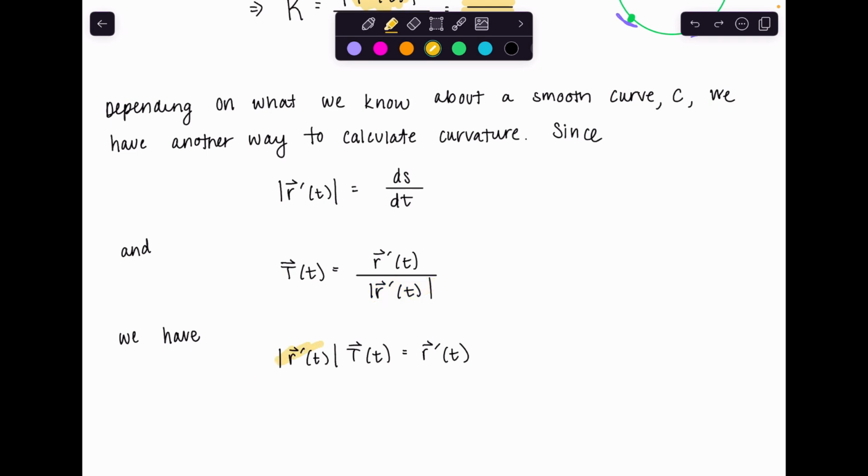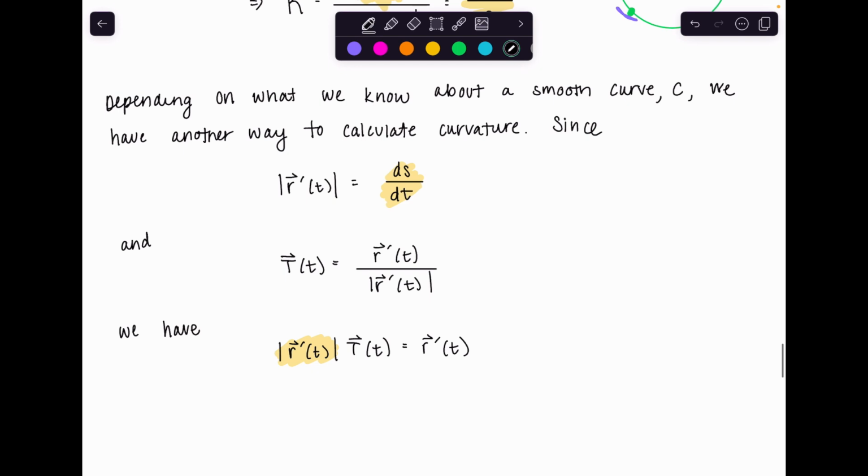But this right here is exactly ds/dt. So what I can do is really say that r prime of t is the magnitude of r prime times that unit tangent vector, which is the exact same thing as the rate of change of arc length with respect to our parameter multiplied by the unit tangent vector. Okay.